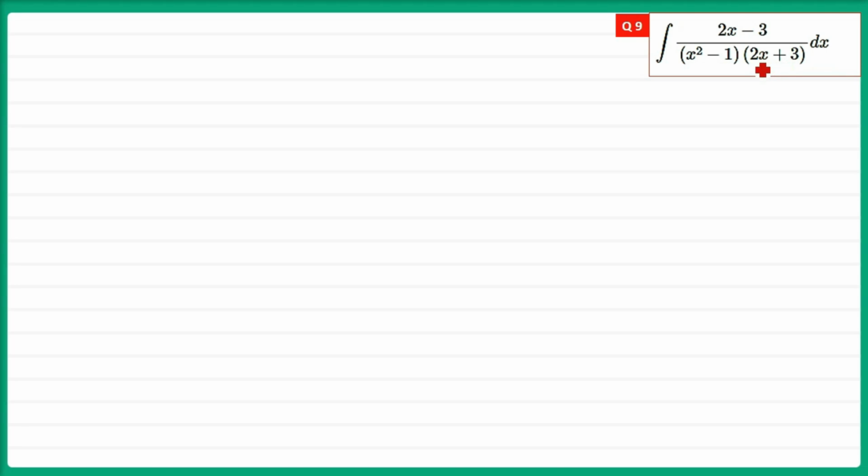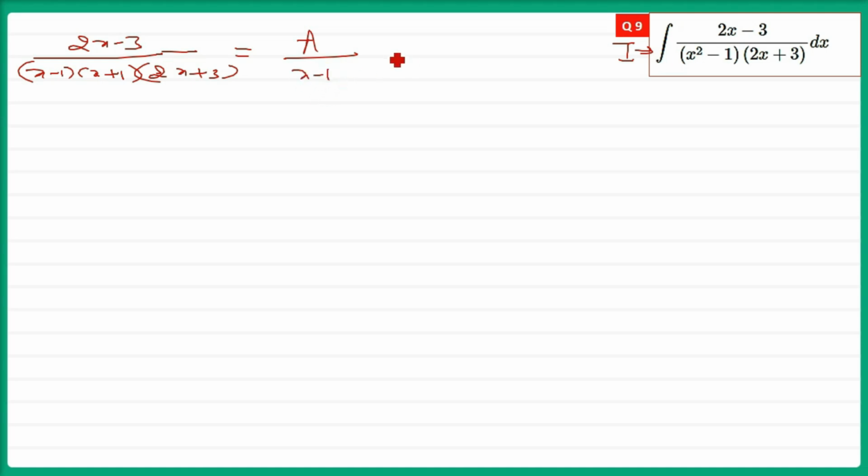2x minus 1 divided by 2x minus 3 divided by x square minus 1 into 2x plus 3. Call it as an integral. First we will try to make this integration into partial fraction terms. 2x minus 3 divided by x square minus 1 we have just done. So x minus 1 into x plus 1, and 2x plus 3 is already there. Now write this as a divided by x minus 1 plus b divided by x plus 1 and c divided by 2x plus 3.